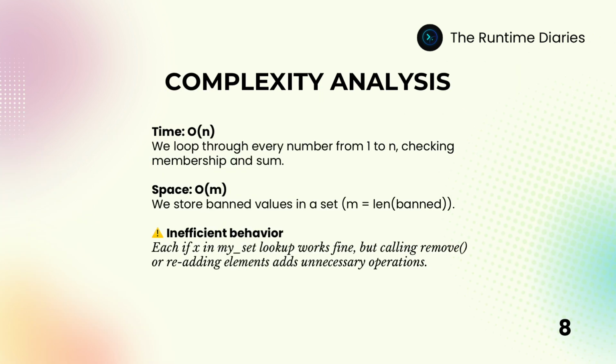So what's the cost of doing all that? Well, for our naive approach, we have a time complexity of O of n, since we loop through all the numbers once. Our space complexity is O of m, where m is the number of banned numbers. The big inefficiency here isn't in complexity. It's actually in our operations. So every unnecessary set removal or re-add creates friction. And in competitive programming, that friction does add up. So we can do better.